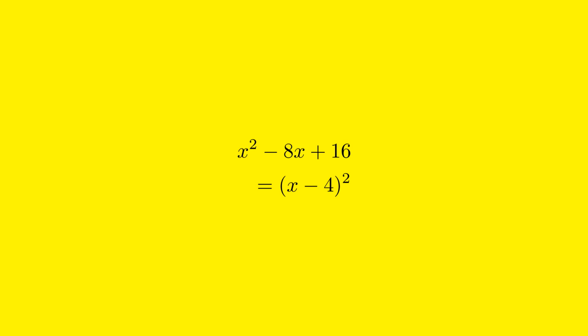Thus, the quadratic expression x squared minus 8x plus 16 is rewritten as x minus 4 squared, making this the final step in simplifying the expression.